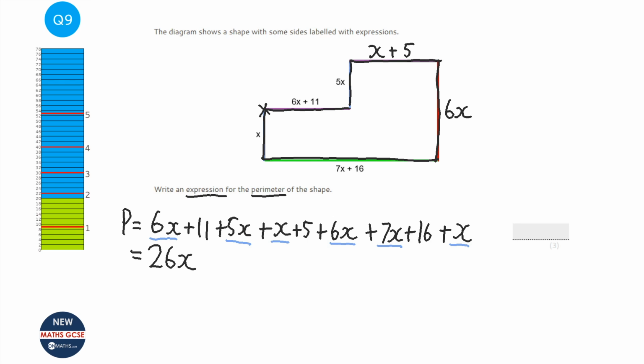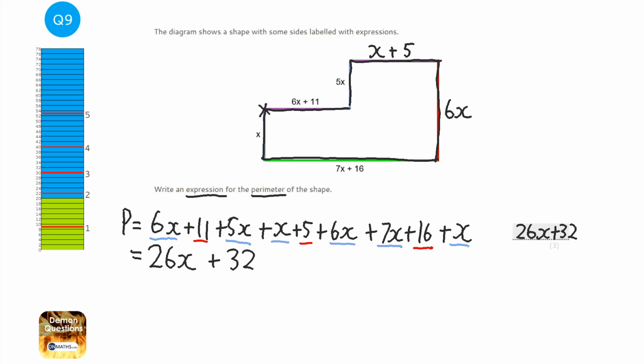Okay, let's do the numbers next. So we've got 11 plus 5 plus 16, which is going to be 32. Okay, so the perimeter is going to be 26x plus 32.